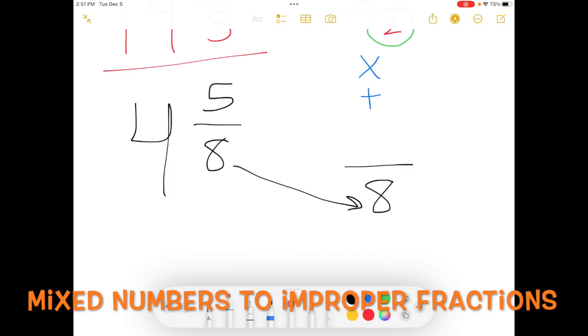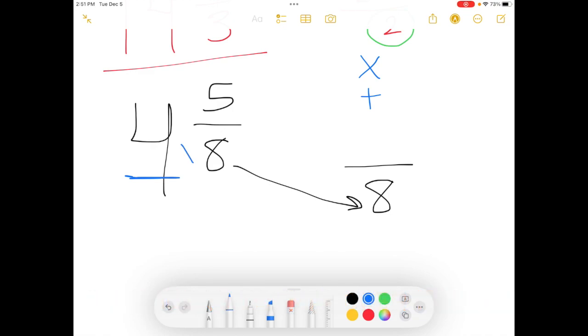All right? So where we start is we start on our whole number here. In this case, it's a 4. And I multiply by the denominator, the bottom number. So 4 times 8 is 32. Sometimes it might help to put that number there. And then the adding part comes in. I take this number and I add it to my numerator. 32 plus 5 is 37. And there I go. There is my improper fraction for the mixed number of 4 and 5/8.